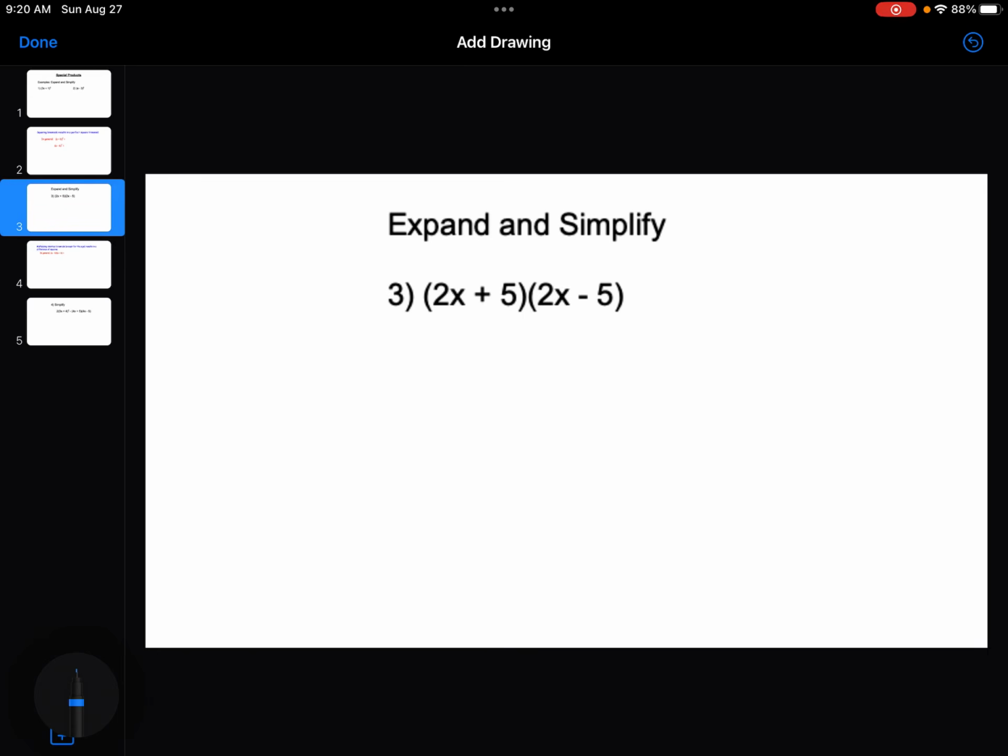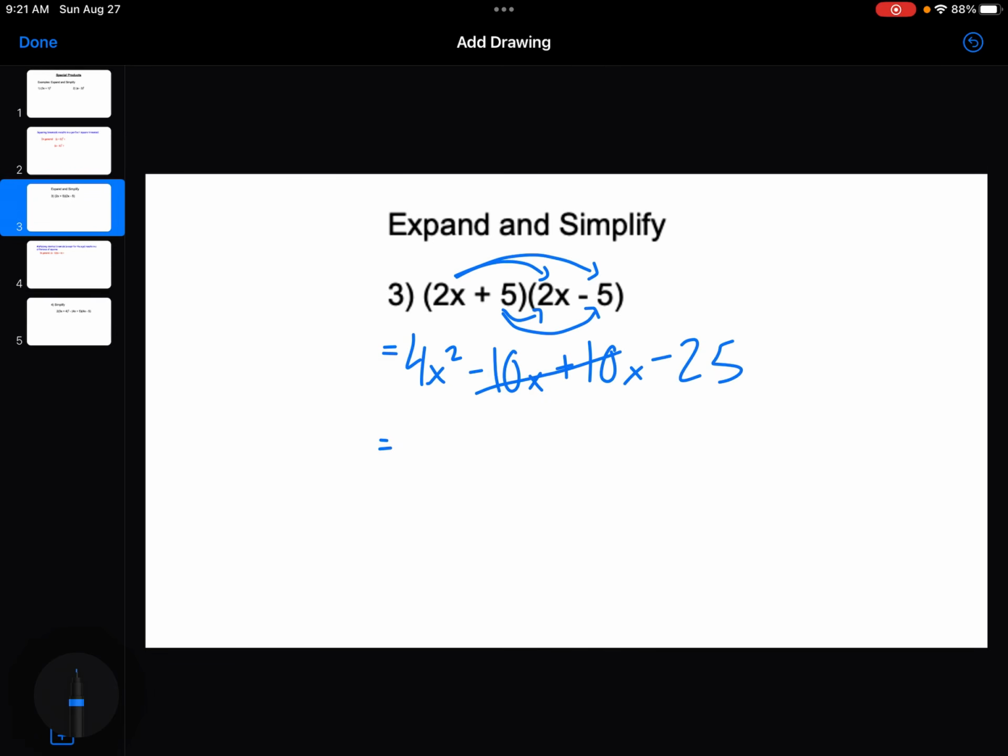If we're looking at something like this, now this looks like we're squaring a binomial, but what's actually a little bit different is we've got a positive and we've got a negative. So it's slightly different. So putting these values together, we're just going to FOIL our values just to see what the answer is going to be. So 2x times 2x, 2x times negative 5, positive 5 times 2x, and positive 5 times negative 5. So we're going to get 4x squared, first times the first, minus 10x, outer times the outer, plus 10x, inner times the inner, and then minus 25.